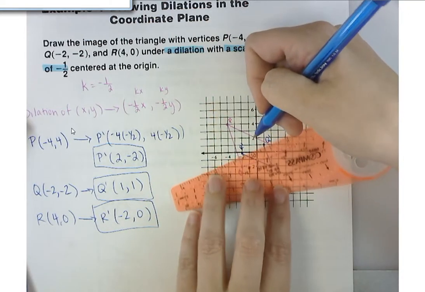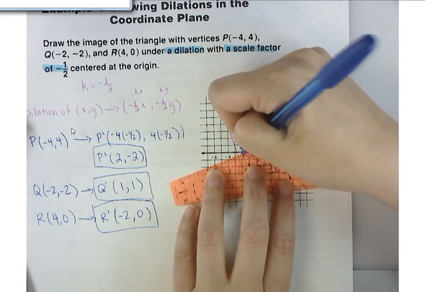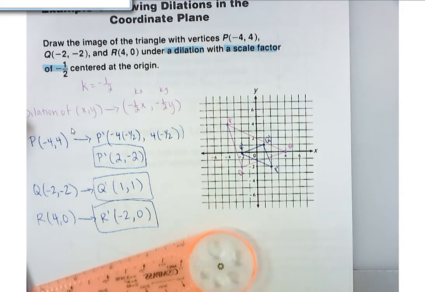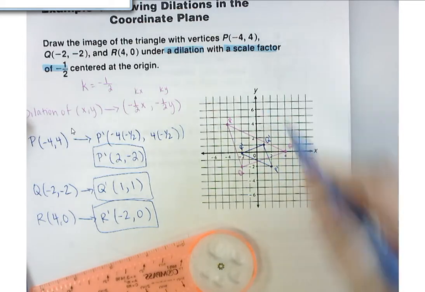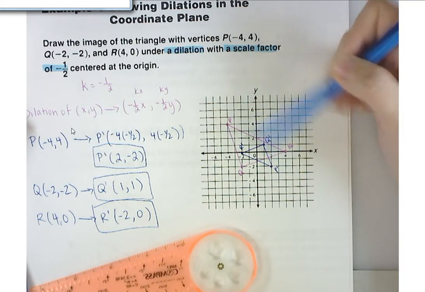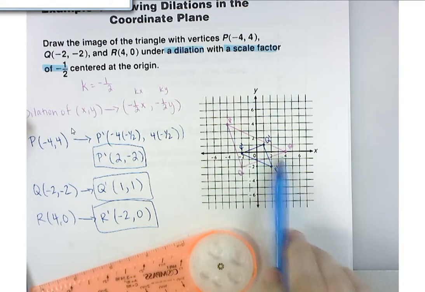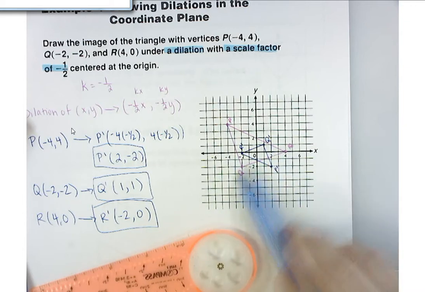Right, so remember we talked about yesterday when we were doing the reflections, if you guys look, see how P and P prime are opposite of each other? Okay, same thing with R and R prime, and then Q and Q prime, because that's the reflection.